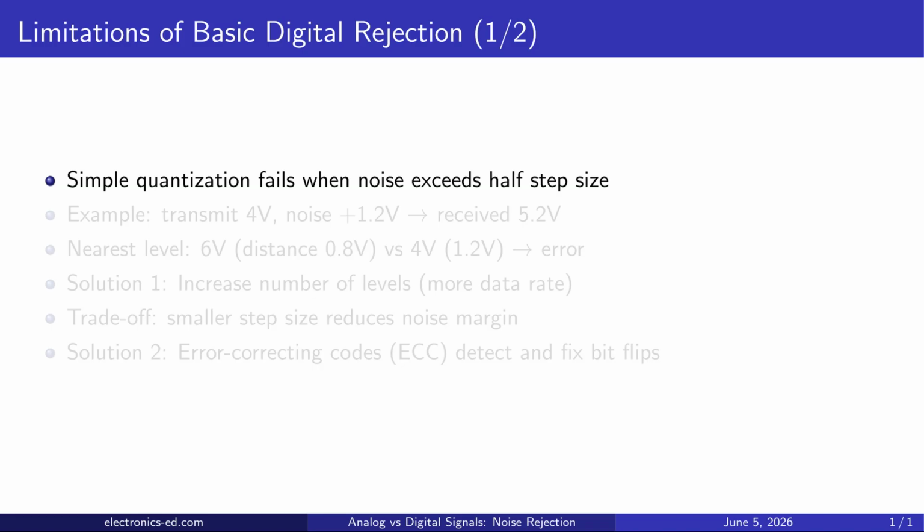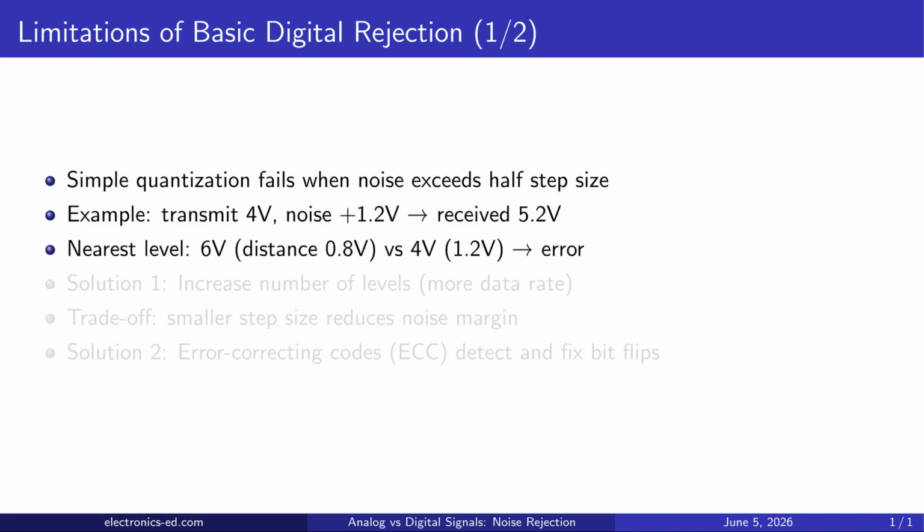Simple quantization fails as soon as the noise exceeds half the step size. For instance, transmitting 4 volts with noise of 1.2 gives a received 5.2 volts. The nearest level is 6 volts at distance 0.8, instead of 4 volts at 1.2, so we get an error.